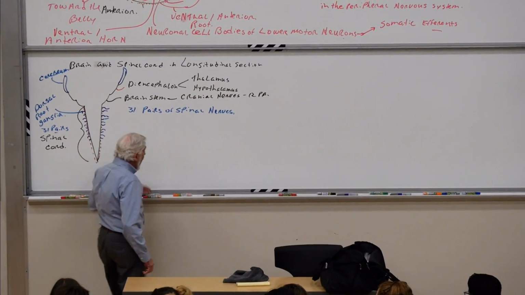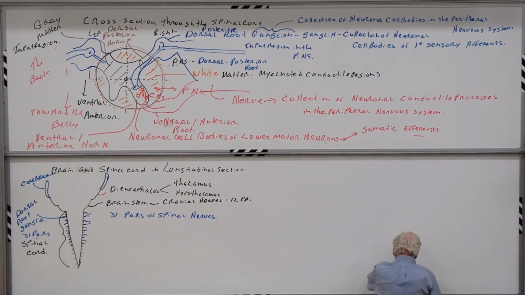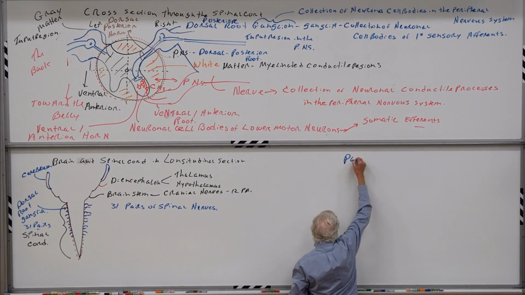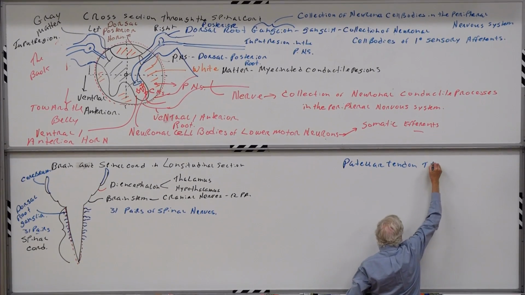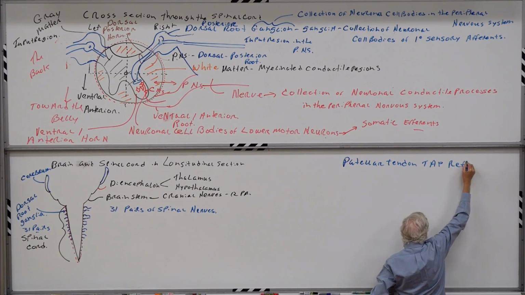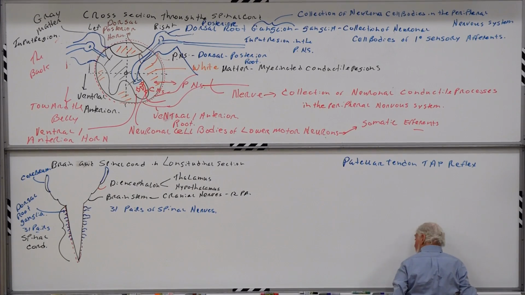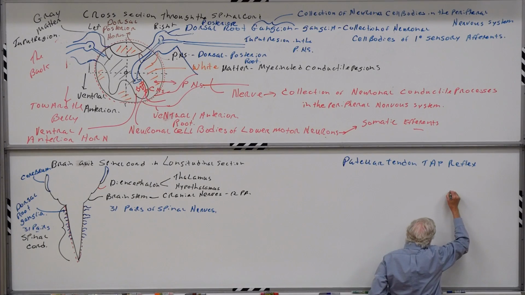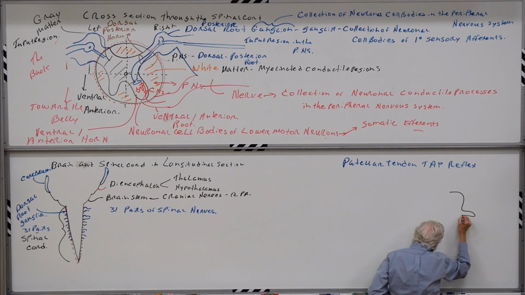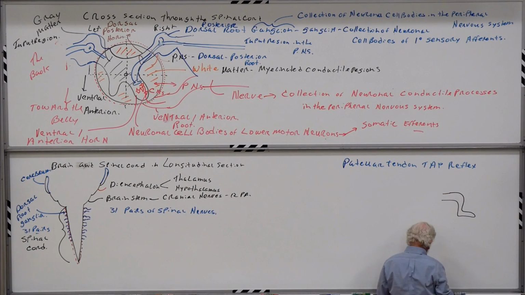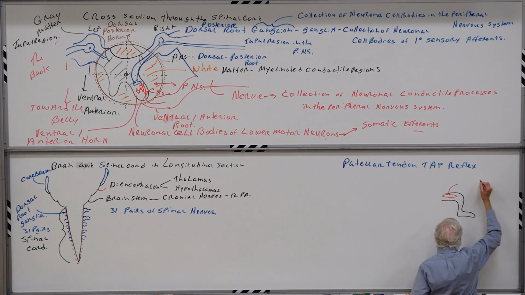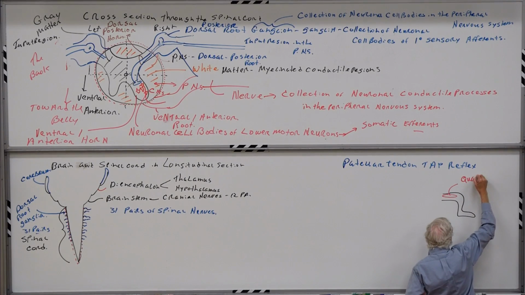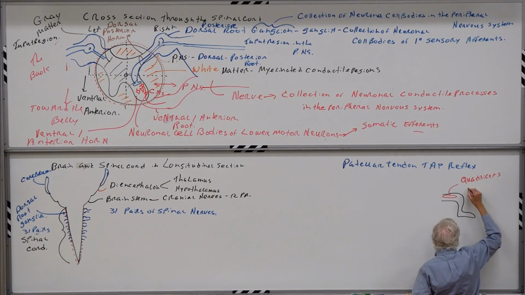So let's now draw that over here. So we'll draw this as the patellar tendon tap reflex. And we'll begin here with a dreadful image of a leg. And in red, this structure here is meant to be the quadriceps muscle.